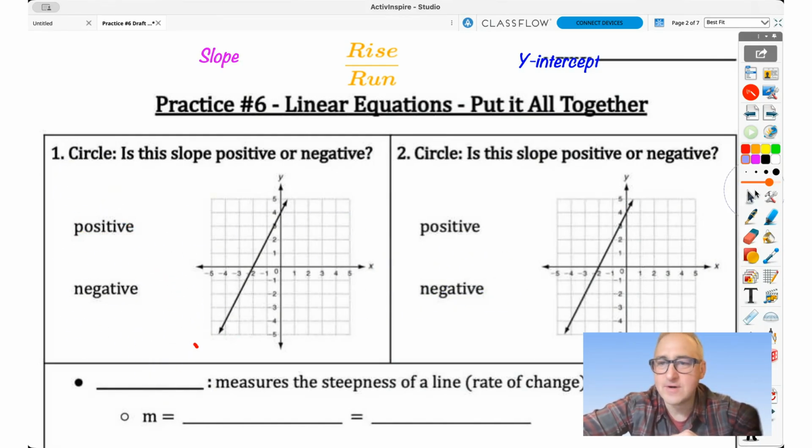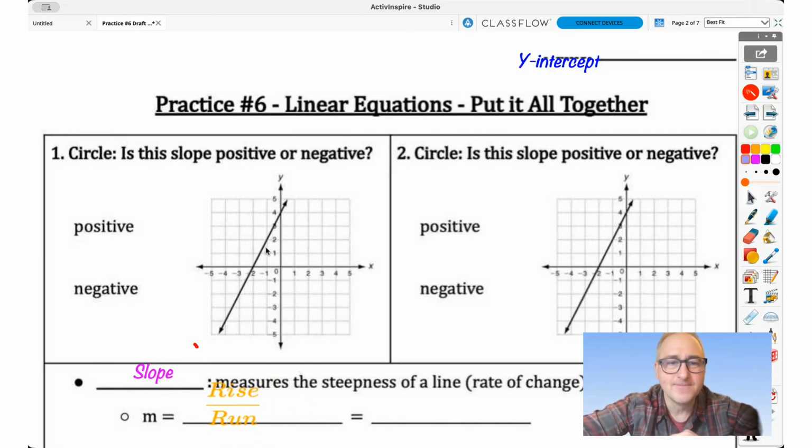Here's a review from our notes previously. It says blank measures the steepness of a line. It's the rate of change. Is it y-intercept or slope? It's slope. And remember that slope is m. What's m? What's it measure? Slope is the rise over the run.